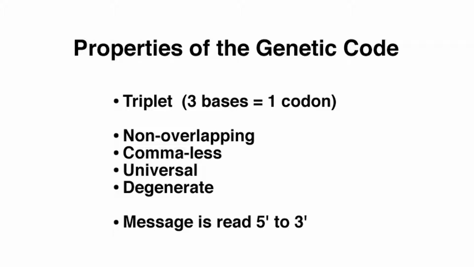The use of 4 different bases to form 3 base codons gives 64 different combinations. Because there are 64 ways to code for 20 amino acids, the degeneracy of the code is not surprising. Again, the message will be read 5' to 3'.